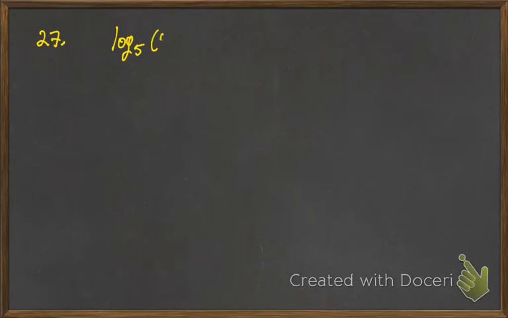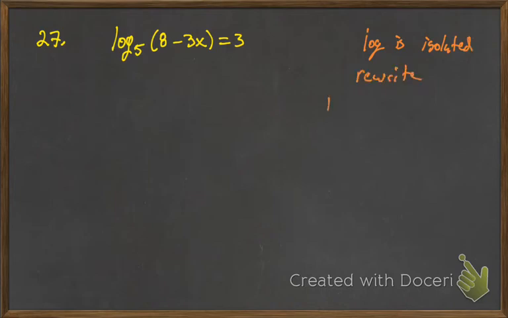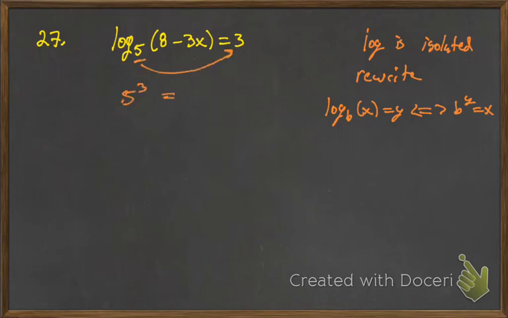Now we're going to transition to looking at a log equation. So we have log base 5 of 8 minus 3x is equal to 3. And so our strategy for log equations is to isolate and condense logs. Well, there's only one log, and it's already condensed and isolated. So we're going to rewrite it. Log base b of x equals y is equivalent to b to the y power equals x. In our problem, we identify our base as 5 and our exponent as 3, so 5 to the third power is equal to 8 minus 3x. That's 125 is equal to 8 minus 3x.